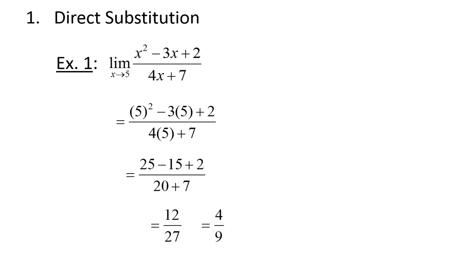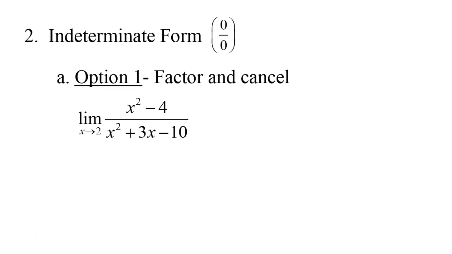If you get an answer of 4 over 9, which 12 over 27 reduces to, yay, crowd goes wild, you're done. Thank an algebra teacher. Life is good in our world. But sometimes weird happens, and this is an example of where weird happens.